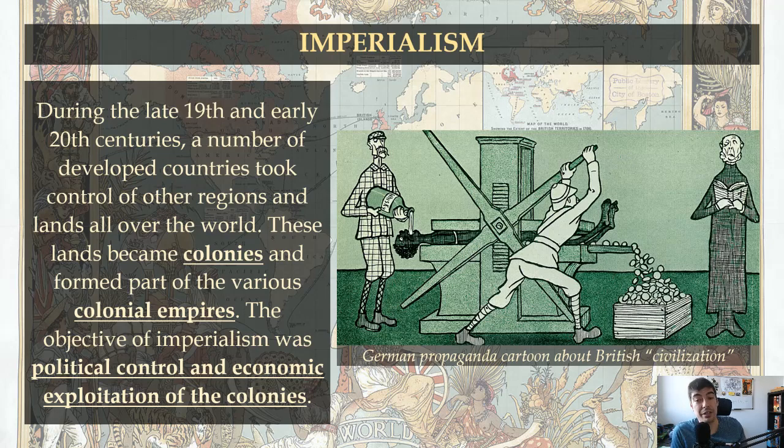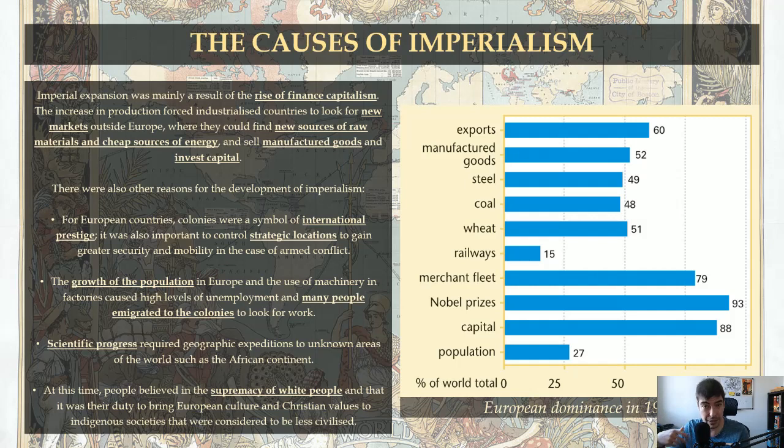Imperialism took place during the late 19th and early 20th centuries. It is considered to happen between the years 1870 to 1914, before the beginning of the First World War. During this period, a number of developed countries took control of other regions and lands all over the world, and these lands became colonies and formed part of the various colonial empires. The objective of imperialism was both political control and economic exploitation of all these newly acquired lands, of all these colonies. So what were the causes of this imperialism, of this formation of colonial empires?